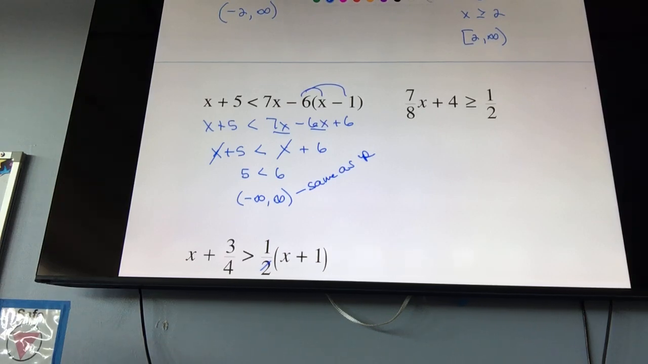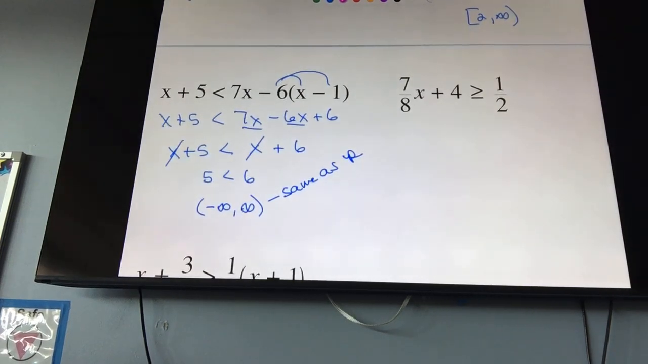If you got a false statement, like 5 was greater than 6, then no solution is still just a circle with the line through it. So there's no special symbol in set notation or in interval notation for no solution. Okay?